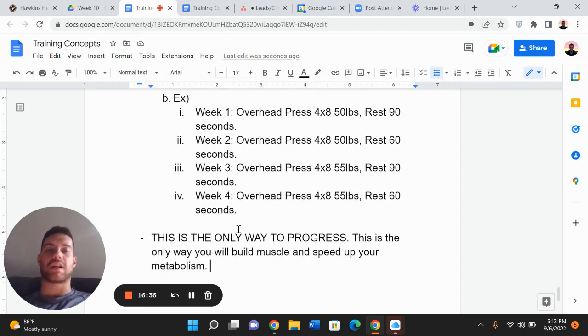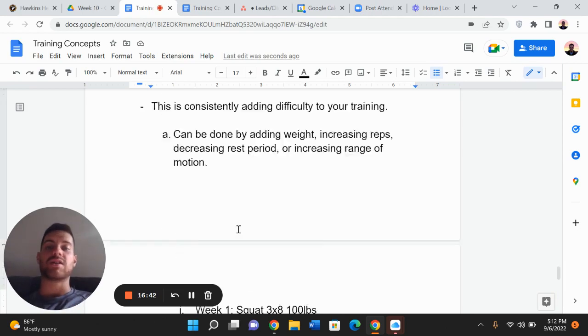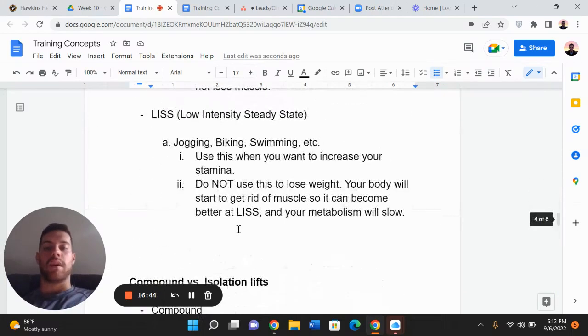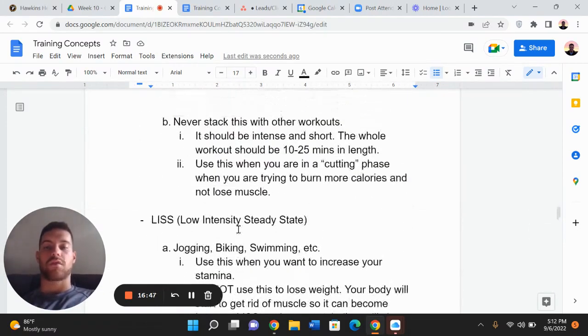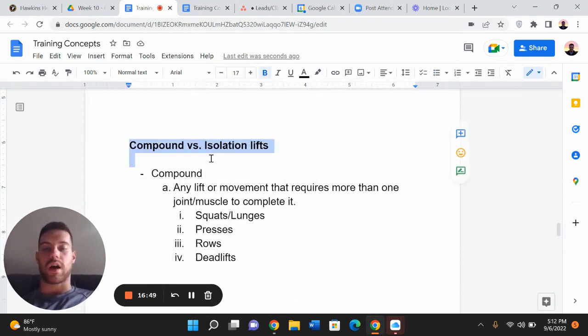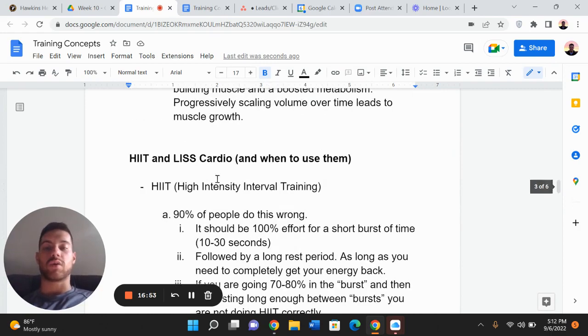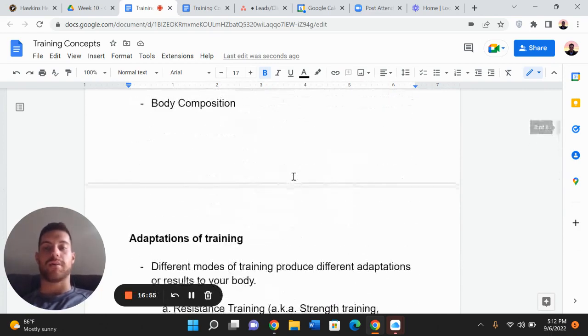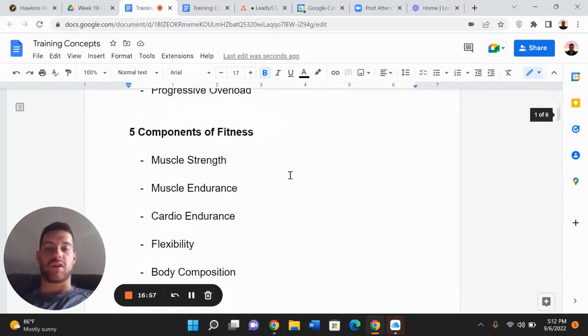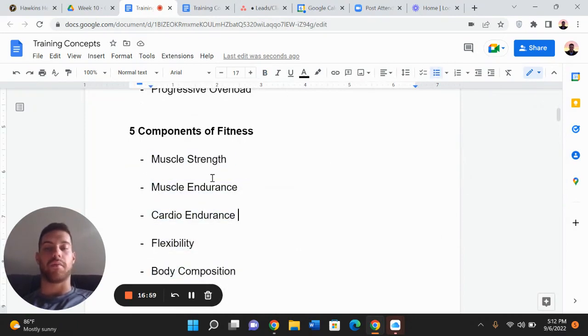These are just some basic concepts for you to understand and know that when you leave, when you start doing this on your own, these are the key concepts you want to think about. Manipulating intensity and volume, sticking with compound lifts, having progressive overload, right? Choosing the right type of cardio for your goal, okay? Understanding the adaptations of training and then aiming for the components of fitness.